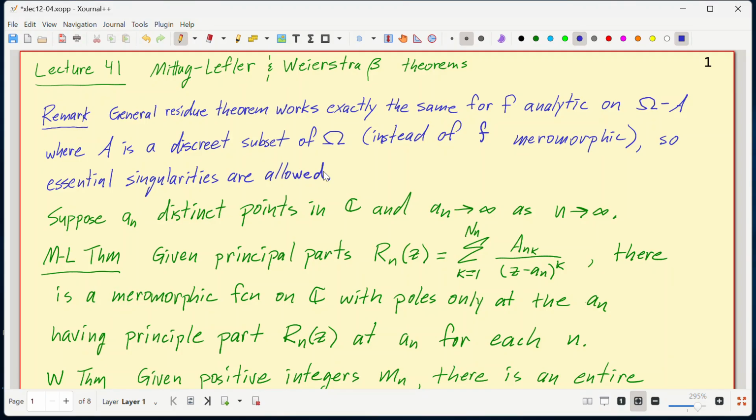Anyway, today I need to remark about last time. I did the general residue theorem for a meromorphic function, which only has poles at a discrete set in a domain. Well, if you look at the proof, it doesn't use the fact that they're poles instead of essential singularities. So the general residue theorem that I stated last time, the statement works exactly the same, and the proof is exactly the same if f is allowed to have essential singularities in addition to poles on a discrete subset. So that's just a remark to be aware of.